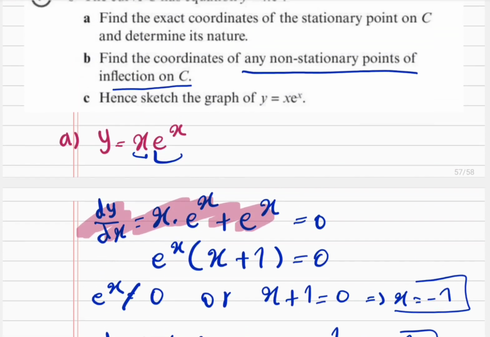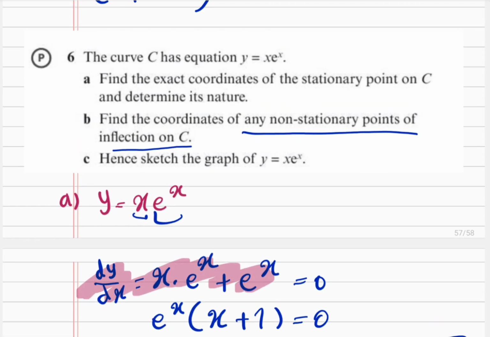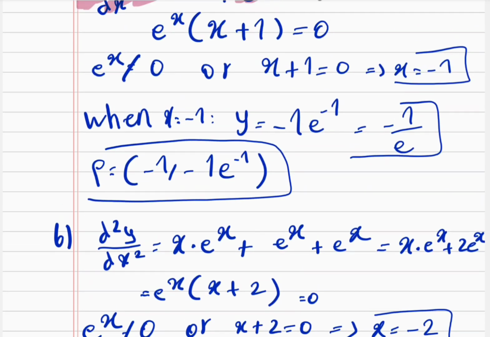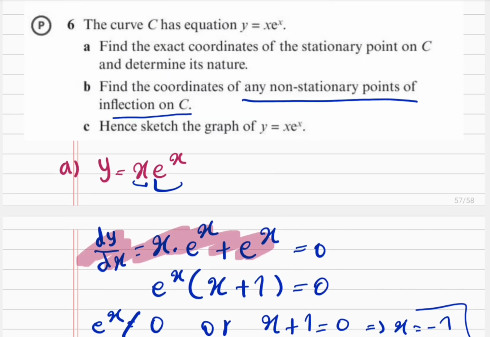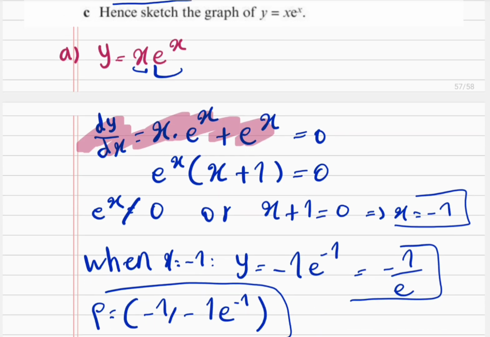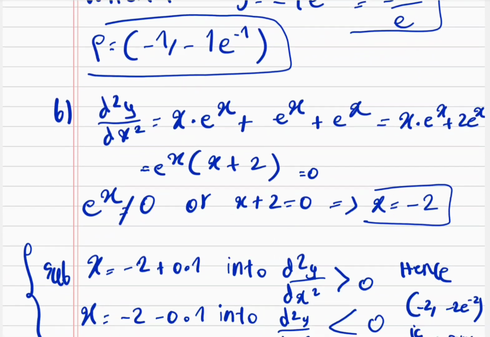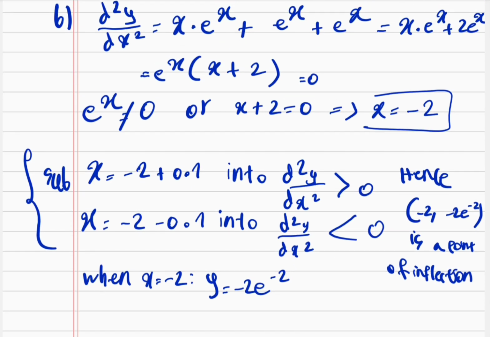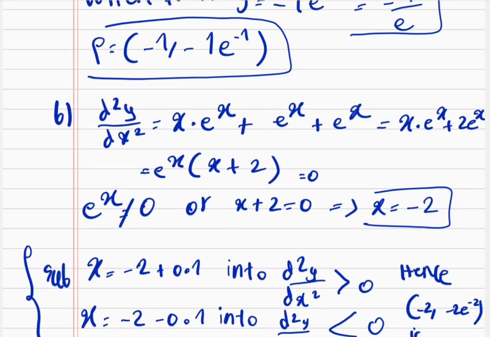Before I move on to part C, let me remind you that part A had actually two parts. So the first part was finding the exact coordinates of the stationary point on C, which I did, and that was minus 1, e to the minus 1. And it has also a second part which says, and determine its nature. So I didn't do that when I was doing part A because I needed the second derivative. So I kind of waited to find a second derivative from part B and then go back to that.